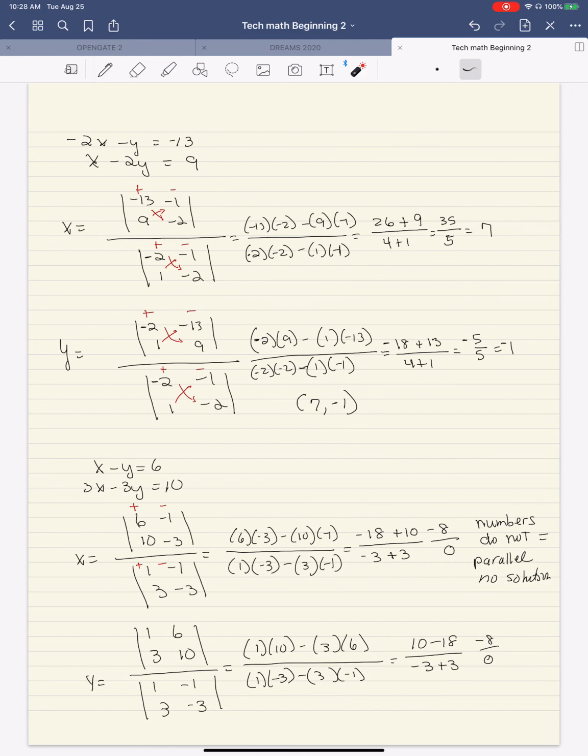Let's try another one. Negative 2x minus y equals minus 13. x minus 2y equals 9. Again, these equations are in the correct order, so I do not have to switch or flip them around or anything. Let's do the denominator first. The denominator consists of all the coefficients, so it's going to be minus 2, 1, minus 1, minus 2. All right, that's the denominator.